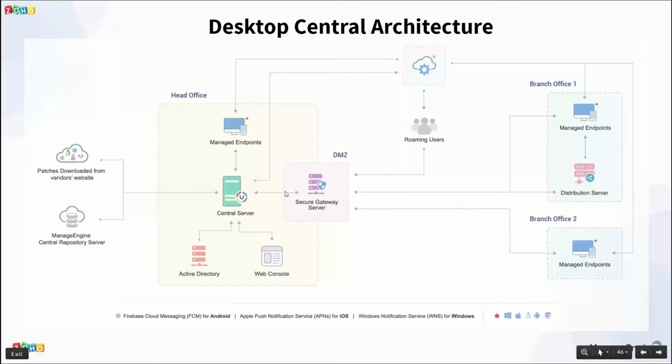So let's say you have Desktop Central server within your network. You have the ability to sync with your Active Directory, and you can access the console within your network itself. And you can manage endpoints within the network.